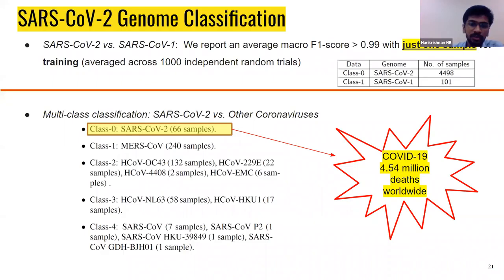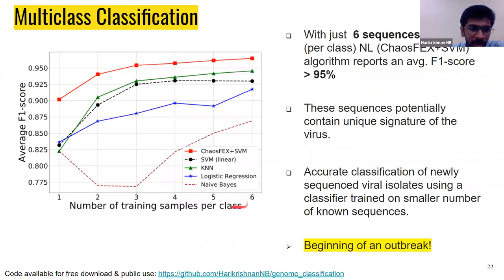For the multi-class classification problem, what we are able to get is, with one training sample per class and with 200 random trials of training, ChaosFex plus SVM is able to get an average macro F1 score of greater than 0.90. Remember, this is not overfitting because we are doing 200 random trials of training. With just six sequences for training, ChaosFex plus SVM reports an average F1 score greater than 0.90.